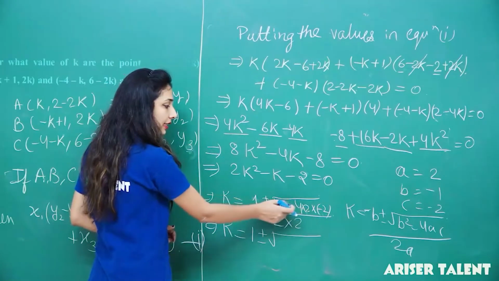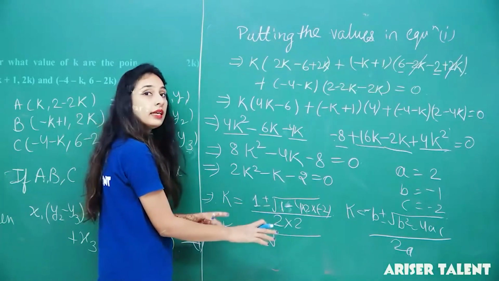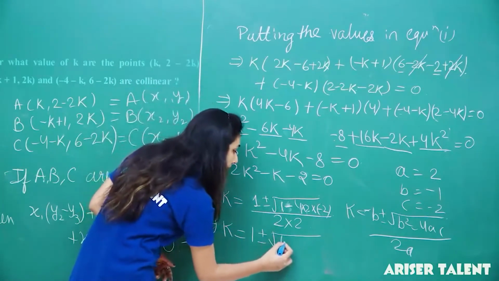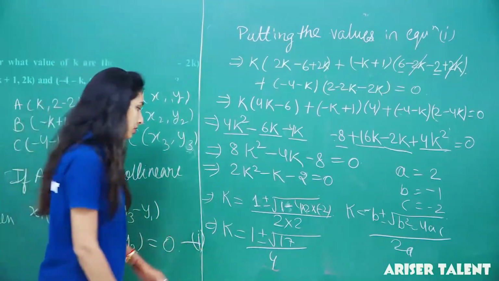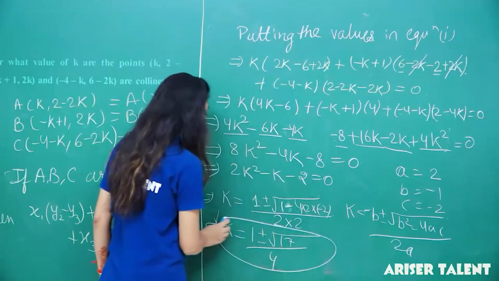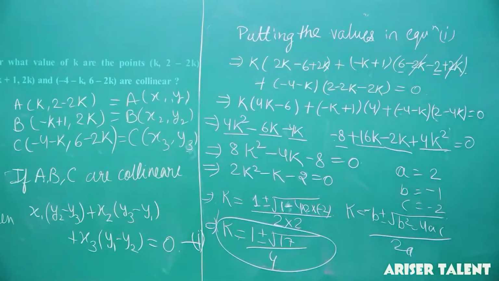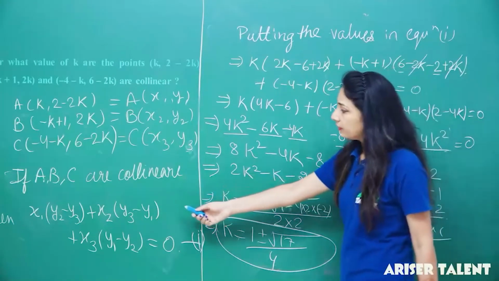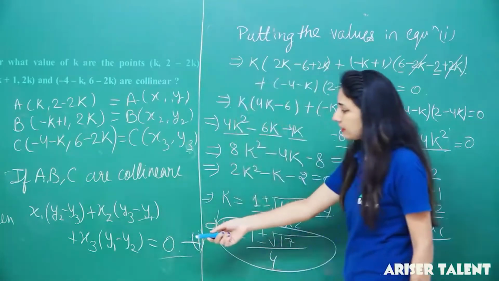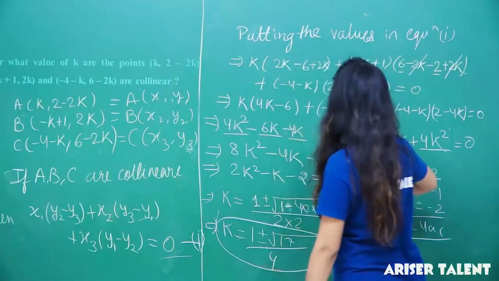So, minus 16 and minus, that will be plus 16, plus 16 plus 1 is 17. So, that will be the value of K. Note it so that we can move forward. What you have done in that particular question, you have found out the value of K. How? You assumed that this equation will be equal to 0 if these points are collinear, and then you find that.